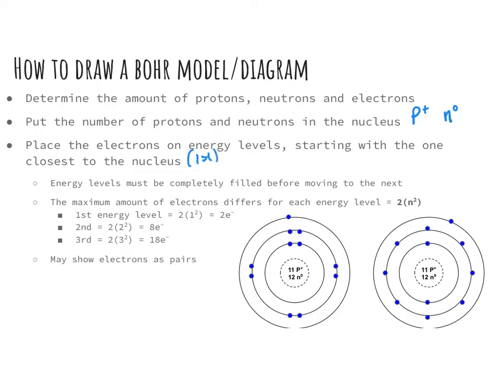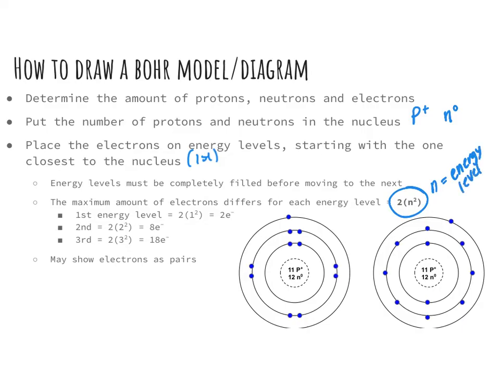For the energy levels, there are just a couple rules to follow. They have to be completely filled before moving to the next energy level. The maximum amount of electrons differs depending on which energy level you are filling up. The general rule to determine that is 2n squared, where n represents the energy level.